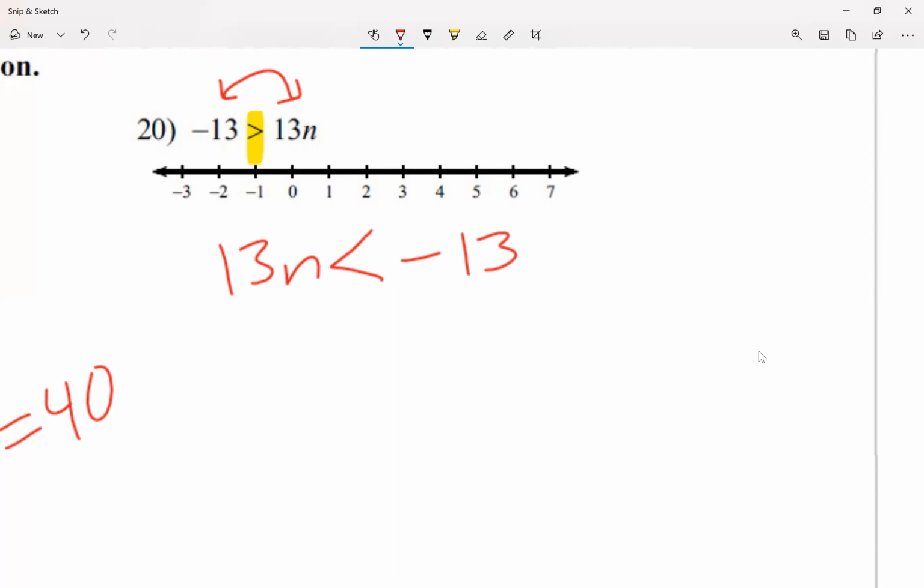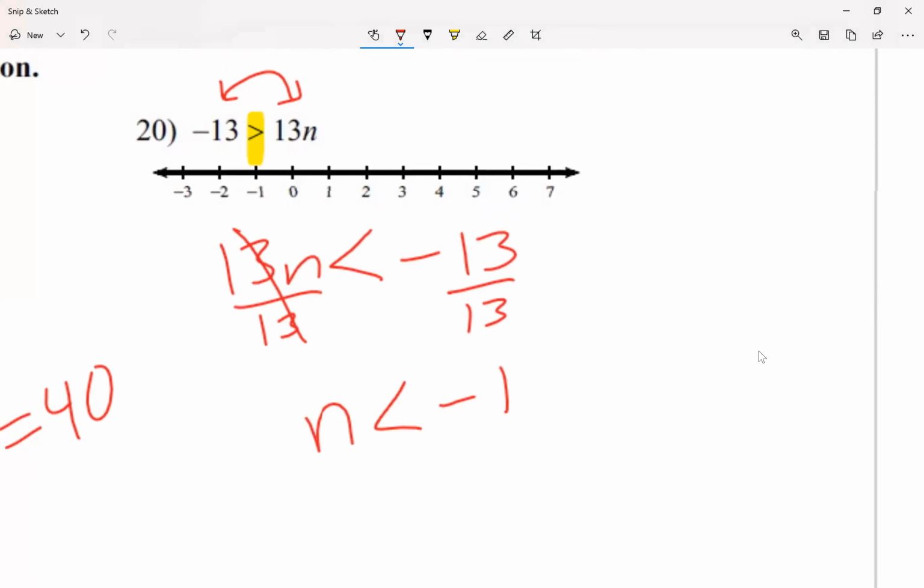Now to get the n by itself, right? 13 times n, opposite of times is divide. So let me divide both sides by 13. So I'm going to get n is less than negative 1, right? Negative 13 divided by 13 is negative 1. I said that when we multiply or divide by negative, we switch the sign. I didn't switch the sign. I got a response as a negative.